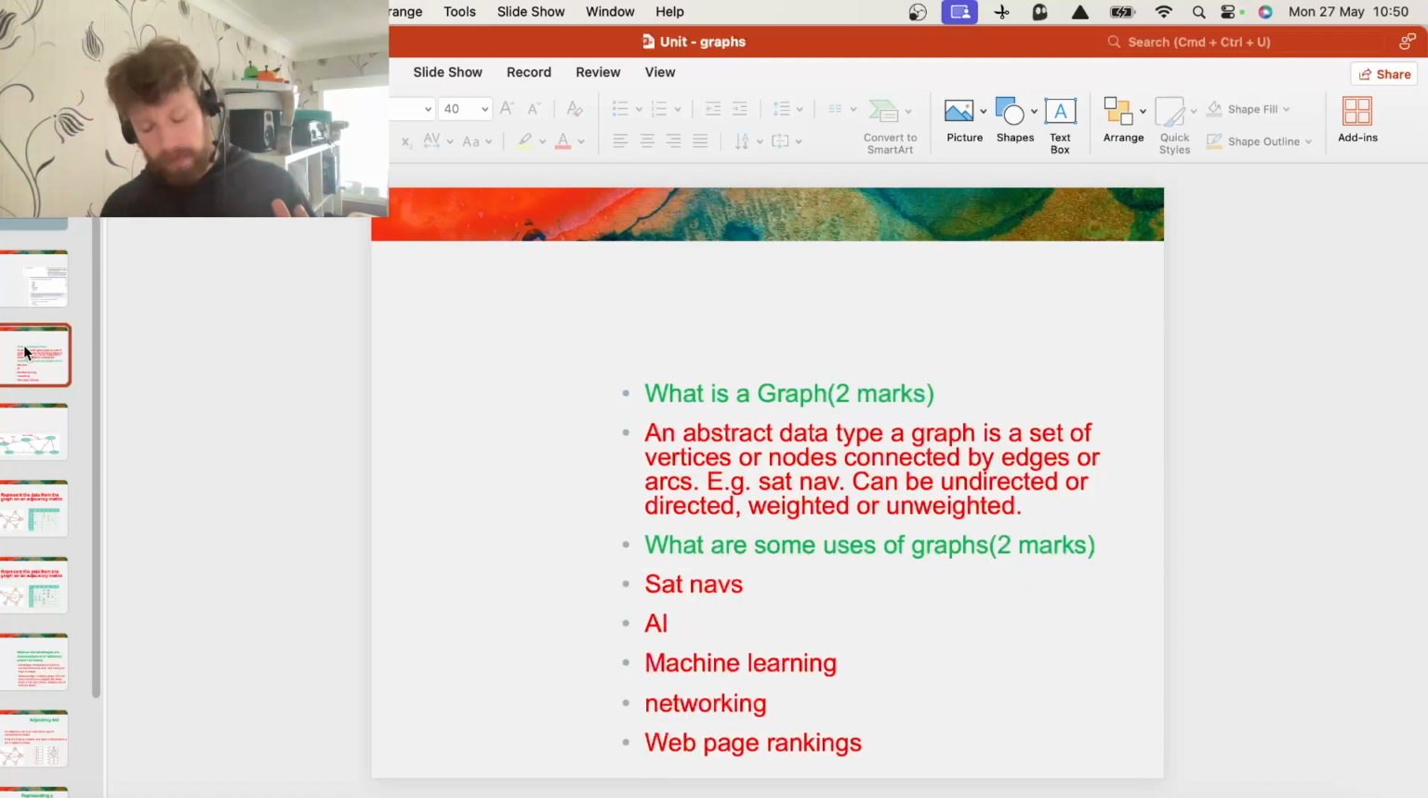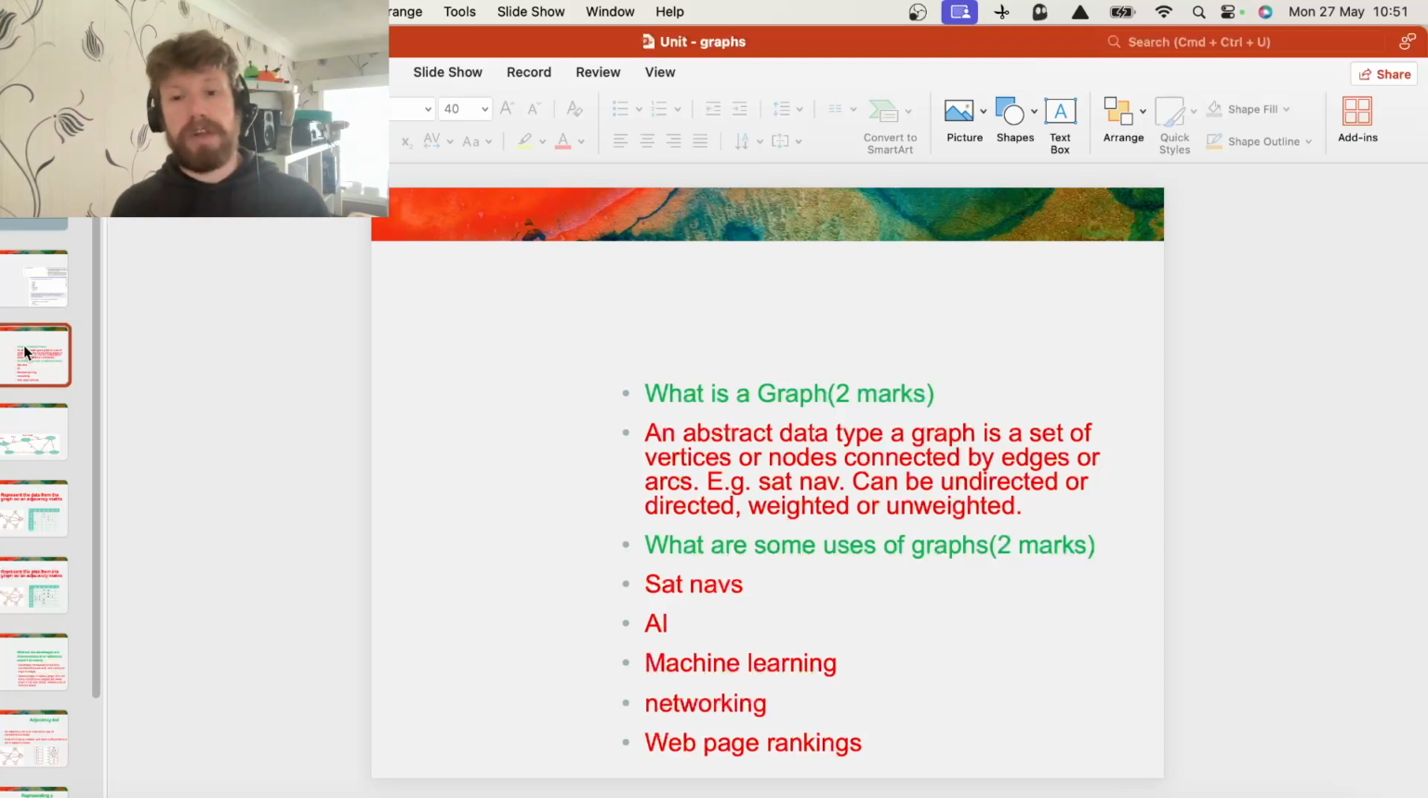Now, with a graph, if it just asks you to describe what a graph is, what it's made up of is vertices or nodes. We're going to have a look at what that means in a second. And it's also got edges or arcs. They're just different words for the same thing. So vertices and nodes you can use interchangeably, edges and arcs also. These are used to represent relationships, and this can be used in things like a sat nav when you're trying to work out how long it's going to take you to get to a particular place and the different routes you can take.